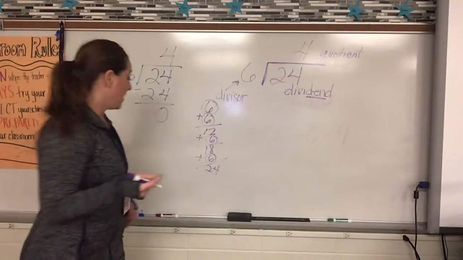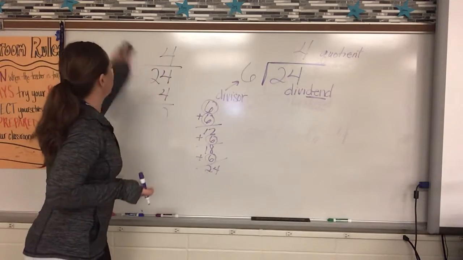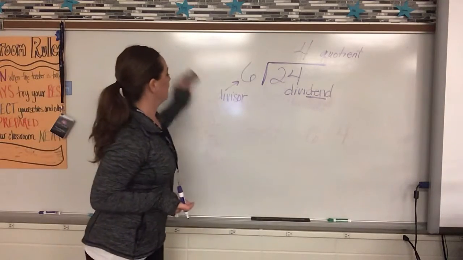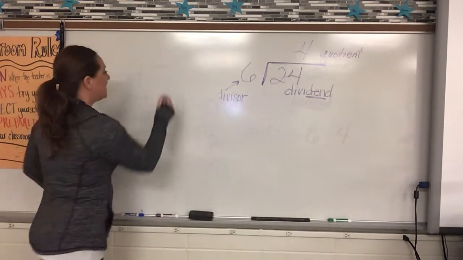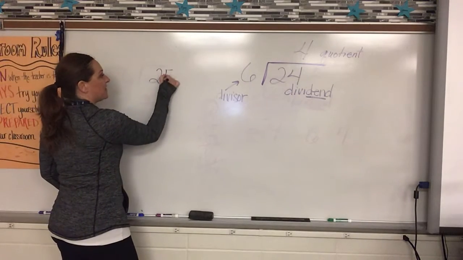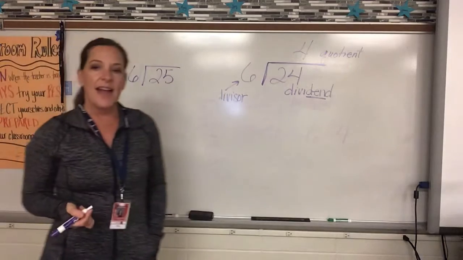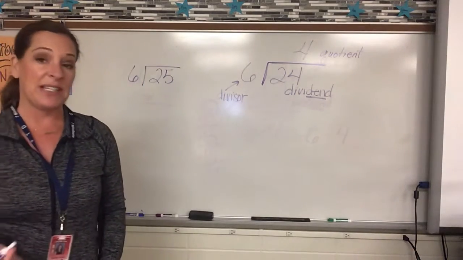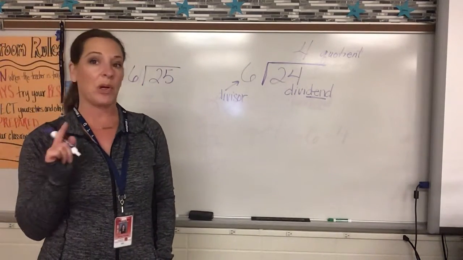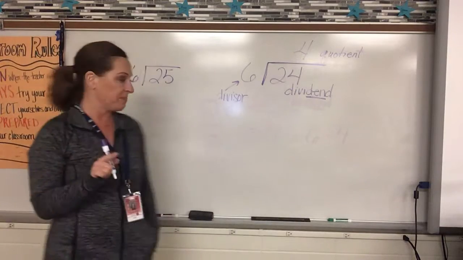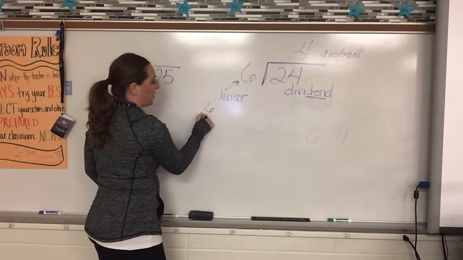Now, let's talk about remainders. Let's say my dividend is 25. My divisor is still 6. How many groups of 6 can I put together to get to a number close to 25 but not going over? Well, let's go back to our work that we did over here.